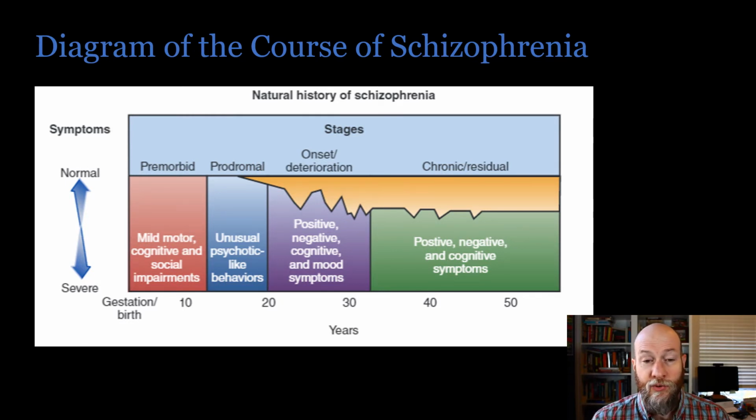And then you get into this prodromal phase where the person starts to develop some of these unusual, disorganized, or negative symptoms. They may have these psychotic-like behaviors like illusions or magical thinking or ideas of reference without being full-blown in terms of psychosis. Then you have this onset deterioration initial phase. This is when the psychotic break happens. The first positive mood symptoms emerge as well. And then you have positive and negative and cognitive symptoms throughout the chronic or residual nature of the illness.